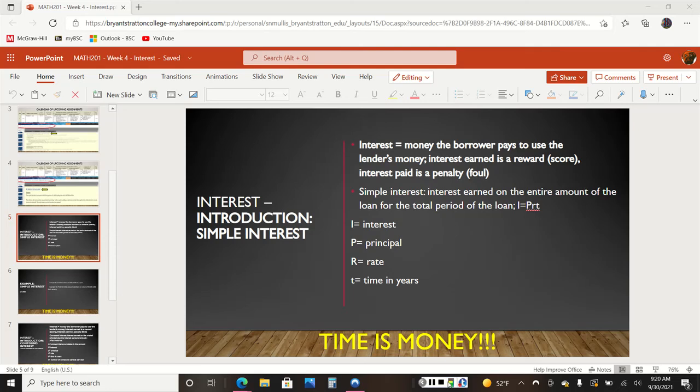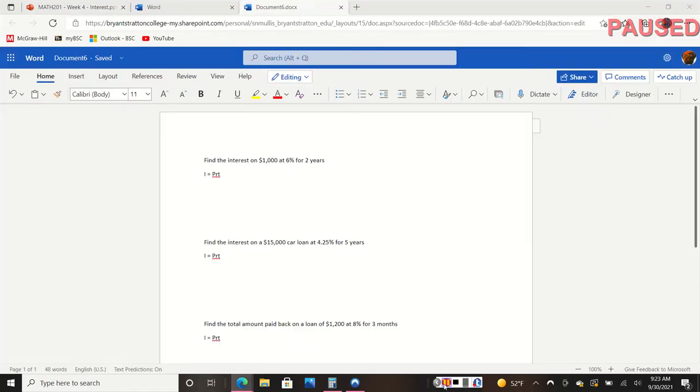So we're going to do a couple of examples of how to calculate simple interest. As you see at the bottom, you're going to see this on the rest of the slides. Time is money. And after we get done talking about compound interest, I think you'll understand why the saying time is money is so important and it's something that you want to get involved with. All right, so what we have here are 3 separate examples of how simple interest is calculated.